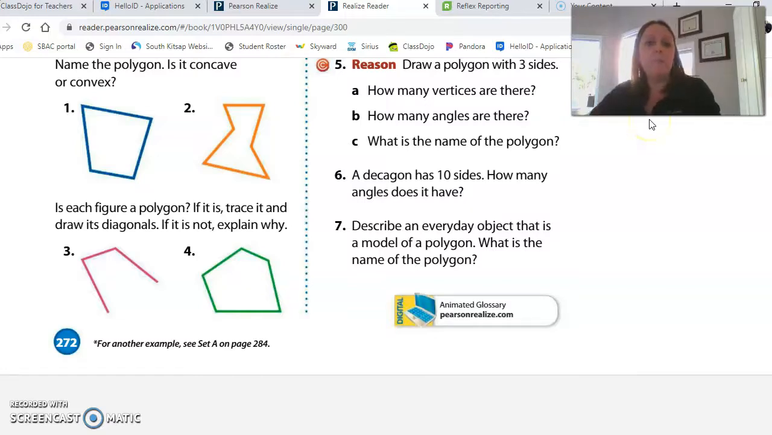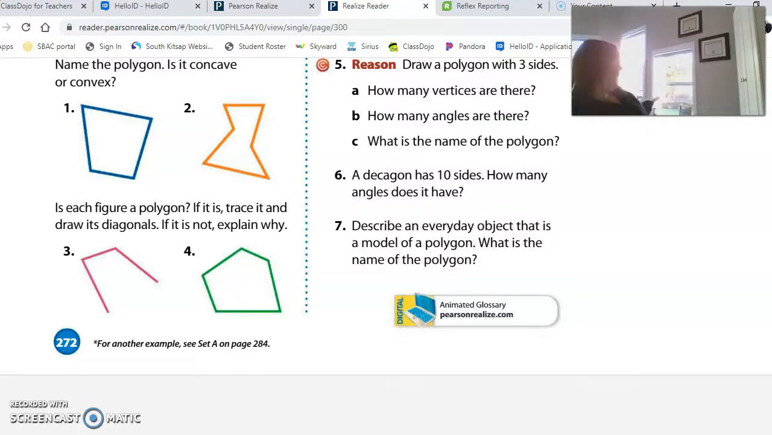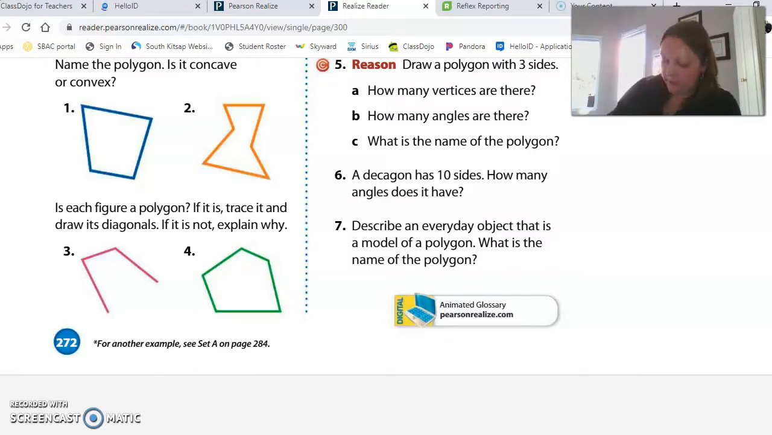Okay, now number 7 is kind of a fun one. It says, describe an everyday object that is a model of a polygon. What is the name of the polygon? So when I look around my office here, I see some things in the background. I see a picture frame. So I'm going to write down picture frame. And then it says, what is the name of that? It is a quadrilateral because it has 4 sides.